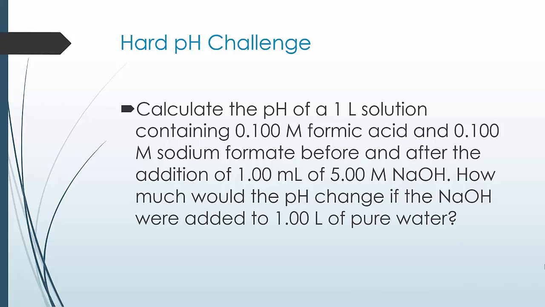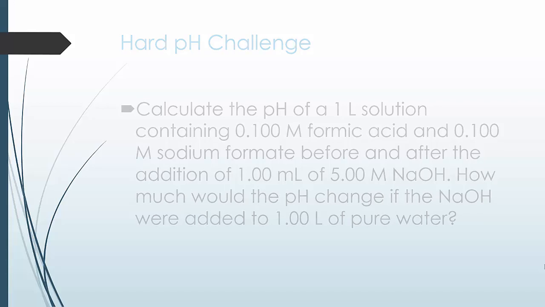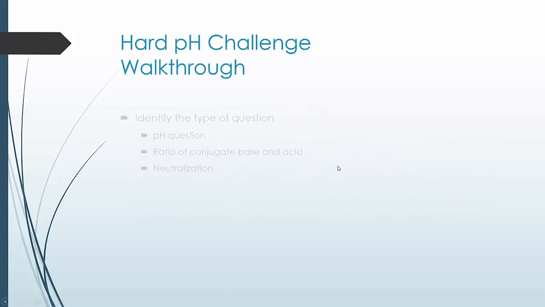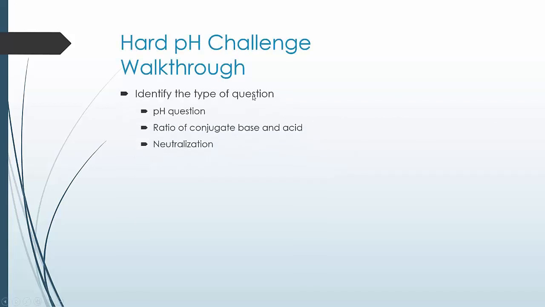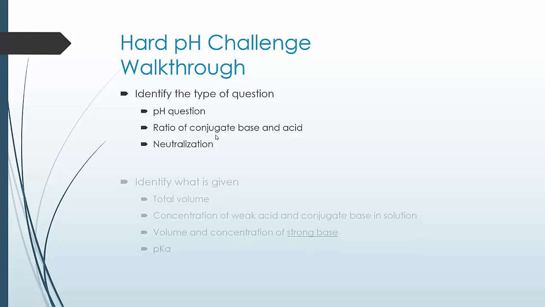Okay, assuming you're ready for the walkthrough, let's take a look a little bit at this challenge. So as always, we're going to identify the type of question. It's a pH question, which means we need the ratio of conjugate base and acid, and there is neutralization in this case because we're going to have a solution that contains some amount of conjugate base and its conjugate acid, and then we're going to add a strong base to it. Now we could also add a strong acid, but this question is challenging us with a strong base.